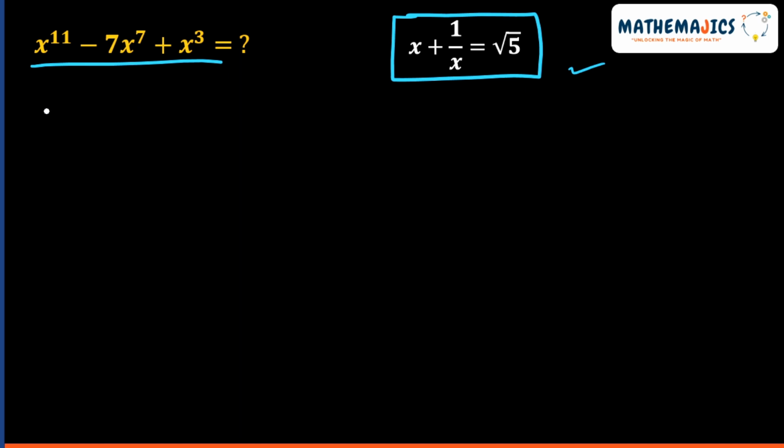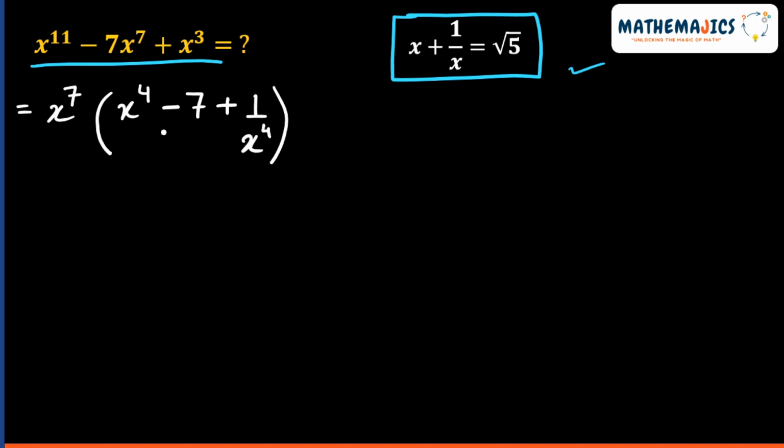First of all, we can write this expression in a different way. Let's see how. We can write this as x raised to power 7 taken common from all the three terms. We have taken x raised to power 7 common from all the three terms. So we will be left with x raised to power 4 minus 7 plus 1 by x raised to power 4. Now, why did this happen?